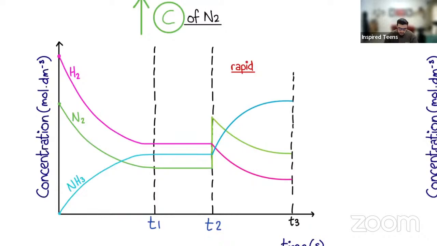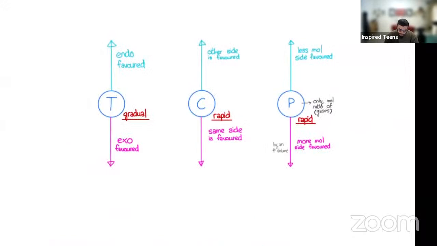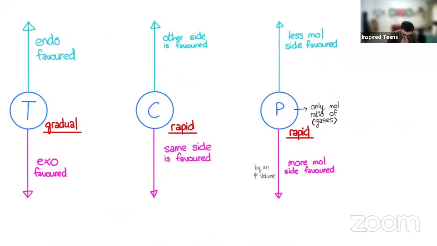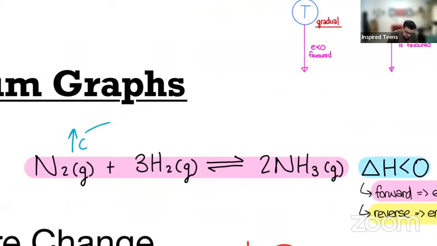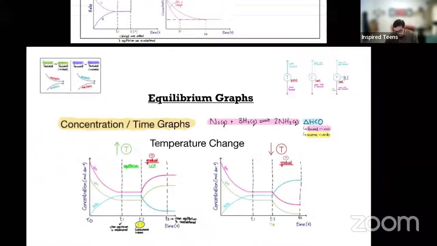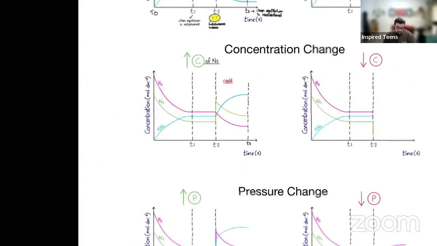Okay, so in this case, let's revise. Why was the forward reaction favored? We increased the concentration of a reactant, which meant the other side needed to be favored. The other side is the product side. If we want to favor the product, we have to favor the forward reaction. Therefore, the forward is favored, and that's why our graph looks like this. When the forward is favored, we have a decrease in the reactants and an increase in the products.